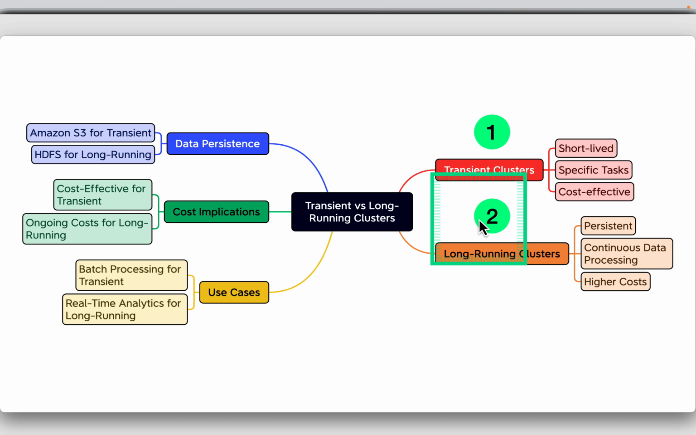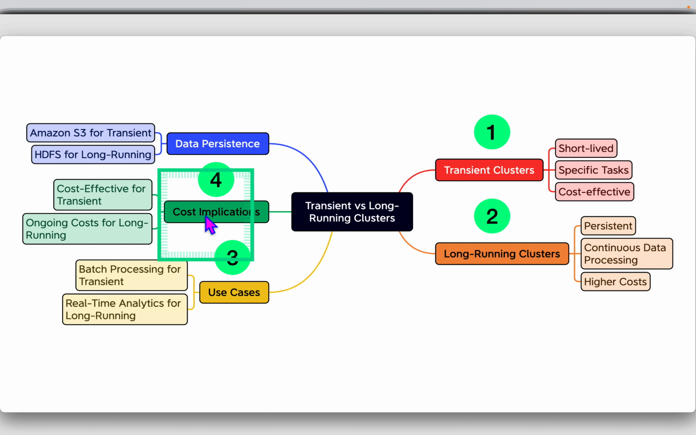Next is long-running clusters. These clusters are persistent and remain active for an extended period. They are ideal for applications requiring continuous data ingestion, transformation, and processing. Some use cases. Transient clusters are usually used for batch processing tasks like ETL, extract, transform, load, or data analytics. Long-running clusters are more suited for real-time data analytics and stream processing.